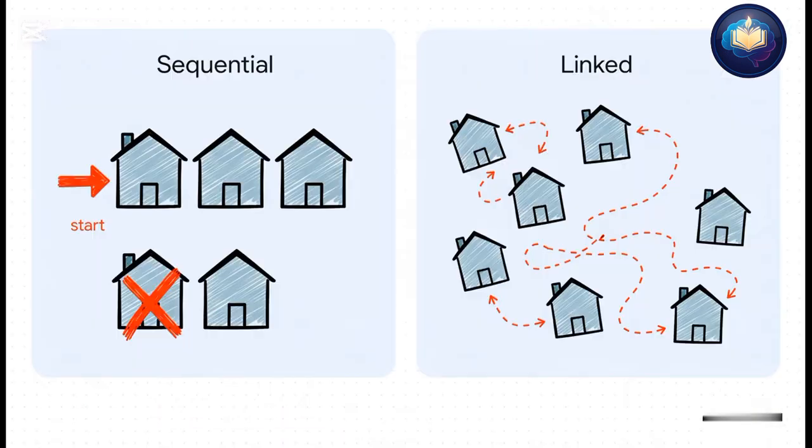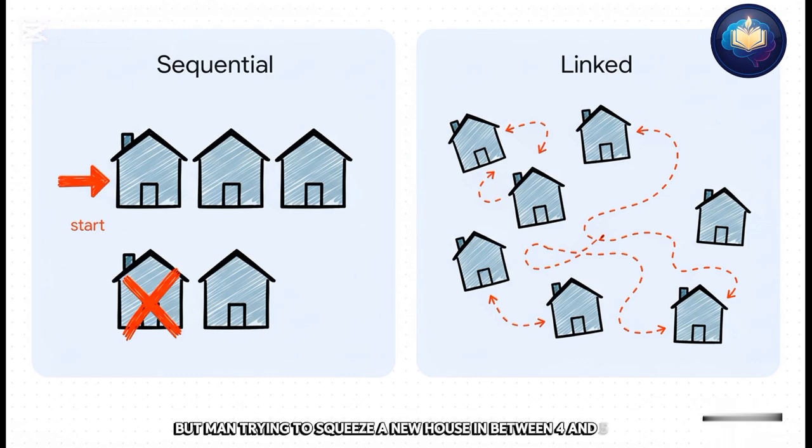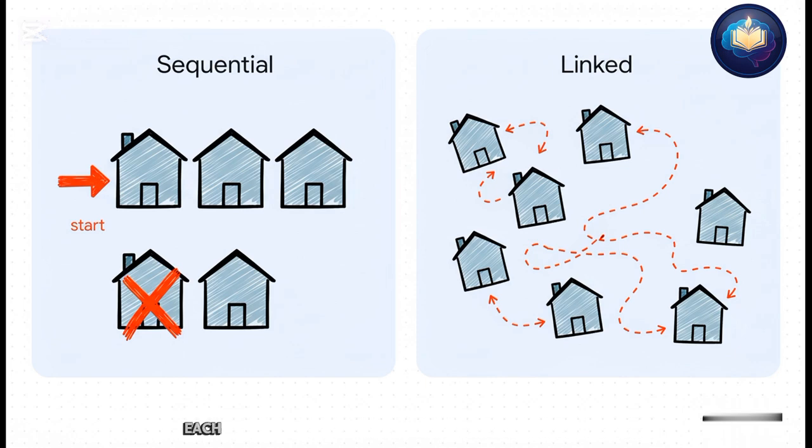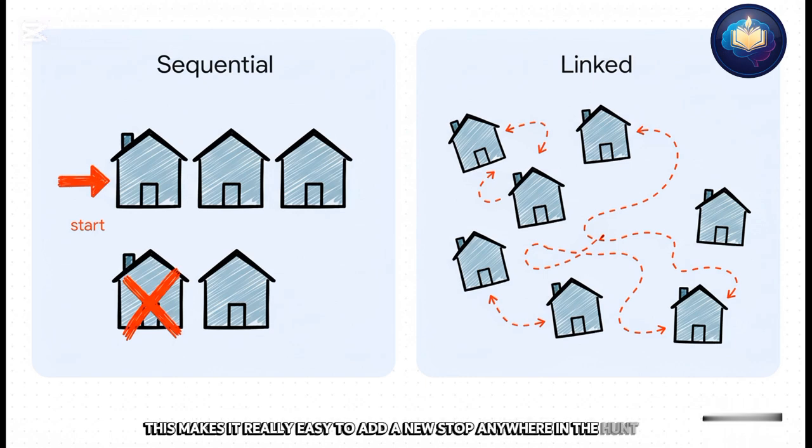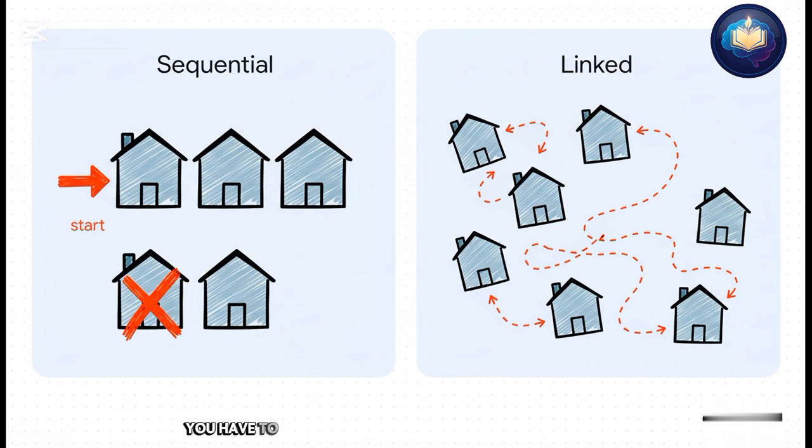Now, when you get right down to it, there are two main ways to actually store this stuff in memory. Sequential is like having houses all lined up in a neat row on a street. It's super easy to find house number 5, but man, trying to squeeze a new house in between 4 and 5, that's a huge pain. The other way, linked, is more like a scavenger hunt. Each house just tells you where the next one is hidden. This makes it really easy to add a new stop anywhere in the hunt, but if you want to find house number 5, you have to start at house 1 and follow all the clues. It's this classic trade-off between getting to your data fast and being able to change it easily. And believe me, this choice is at the heart of so many app design decisions.